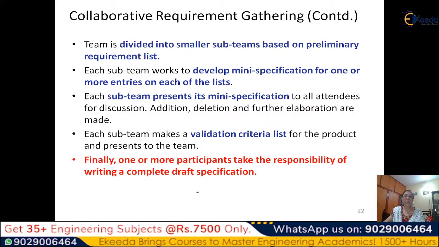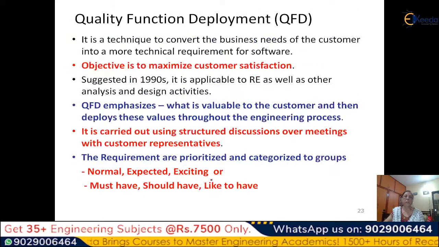After the initial preliminary requirement list is prepared, you can divide it into sub-teams, and each sub-team will work to develop what is known as a mini specification. These mini specifications will be presented, and whatever comments come up have to be incorporated into them. Then each sub-team will create validation criteria, and then someone has to add all the sub-teams' drafts into a single complete draft specification.